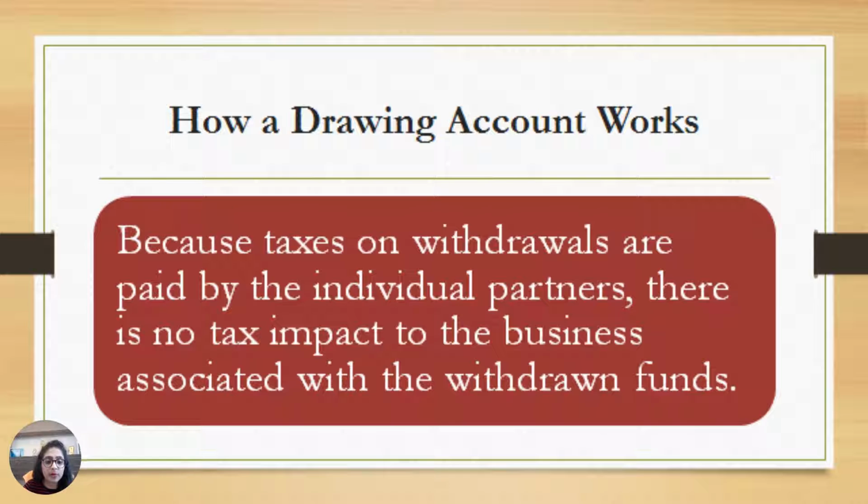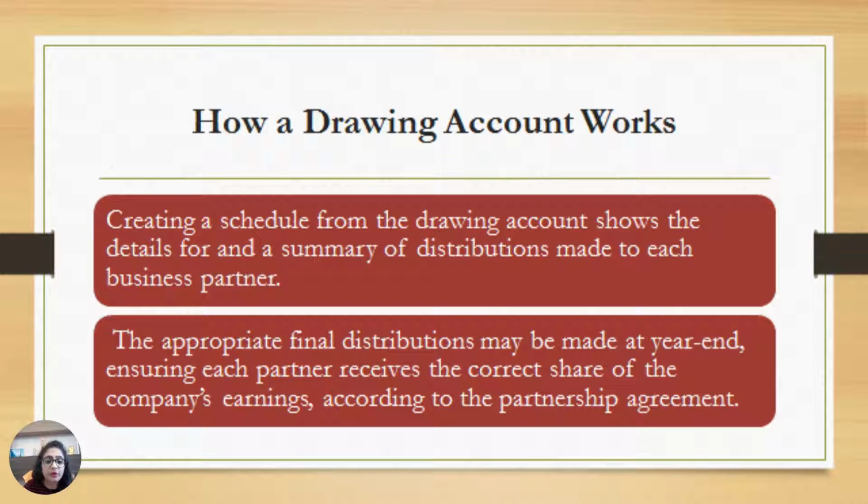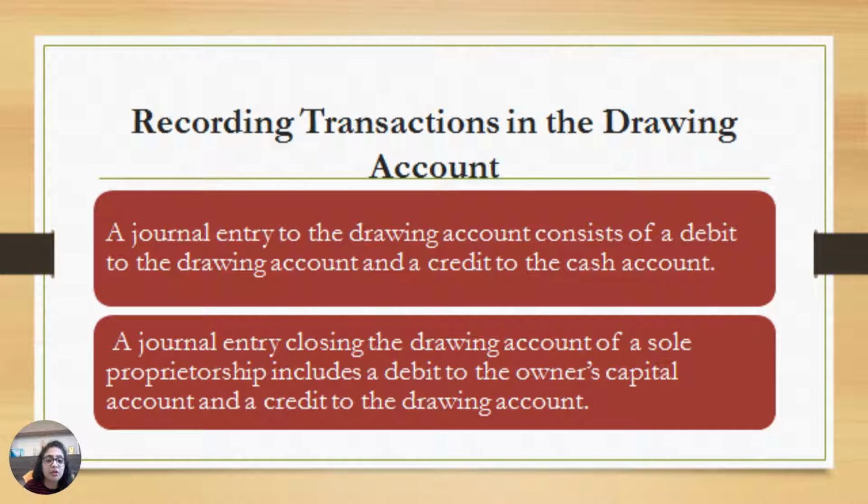Because taxes on withdrawals are paid by the individual partners, there is no tax impact to the business associated with the withdrawn funds. Creating a schedule from the drawing account shows the details and a summary of distributions made to each business partner. The appropriate final distribution may be made at year end, ensuring each partner receives the correct share of the company's earnings according to the partnership agreement. A journal entry to the drawing account consists of a debit to the drawing account and a credit to the cash account. The journal entry closing the drawing account of a sole proprietorship includes a debit to the owner's capital account and a credit to the drawing account.